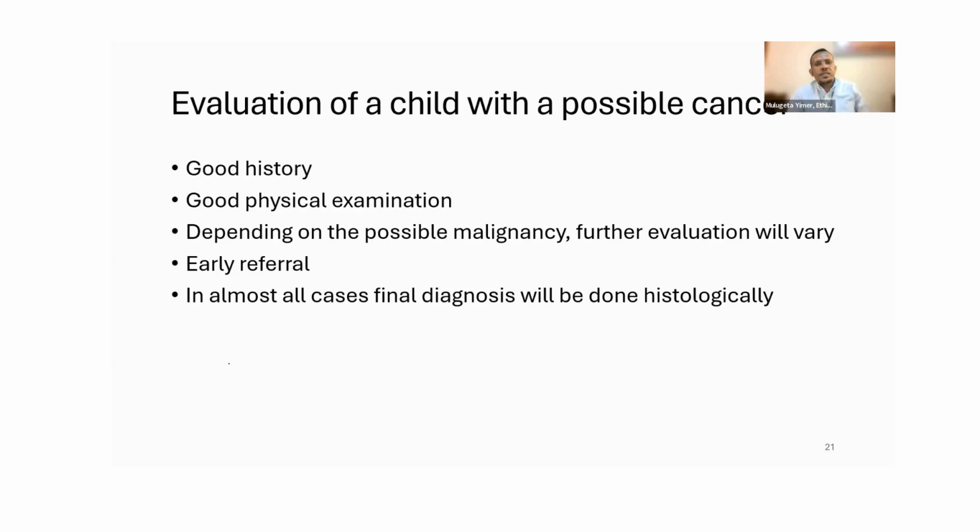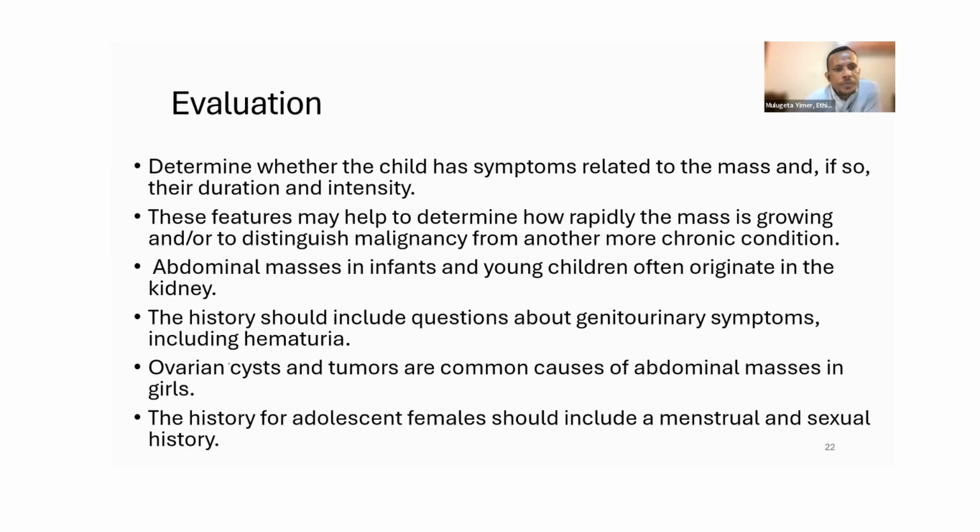In almost all cases, the final diagnosis will be made after a morphological review of tumor tissue. So this needs a comprehensive approach. How do we approach or evaluate a child with an intra-abdominal mass? The first thing is we need to ask about additional symptoms. Mostly families will complain about a mass that they noticed while bathing the child or changing diapers, or if it is big enough, they might see it at a glance.